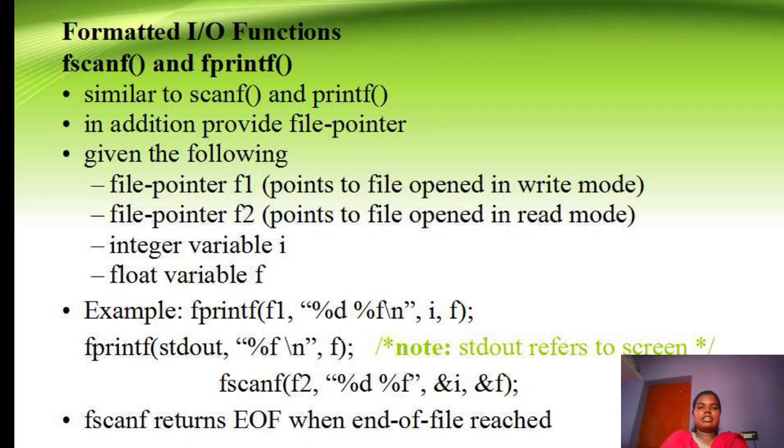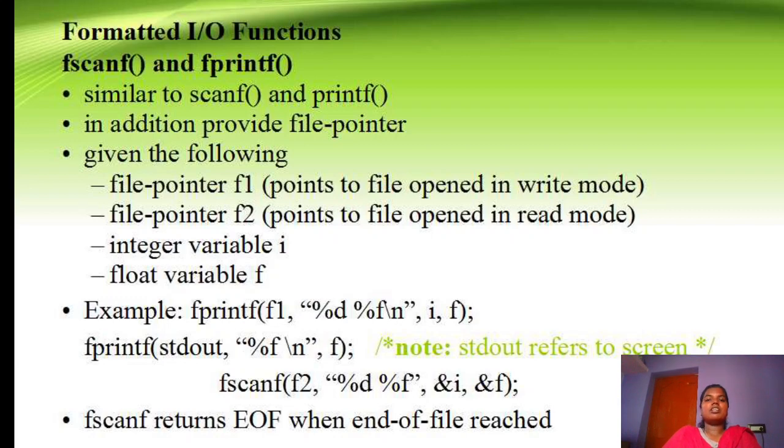So next, see the next set of IO functions, that is formatted IO functions. Here there are two functions, fscanf and fprintf. These are similar to scanf and printf statements, but here we are using the file pointer. File pointer f1 points to the file opened in write mode. File pointer f2 points to the file opened in read mode. And here i is the integer variable and f is a variable of type float. Let us see the example.